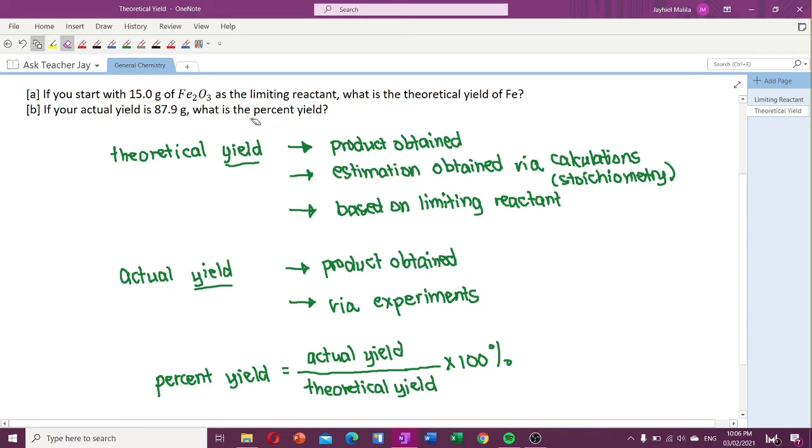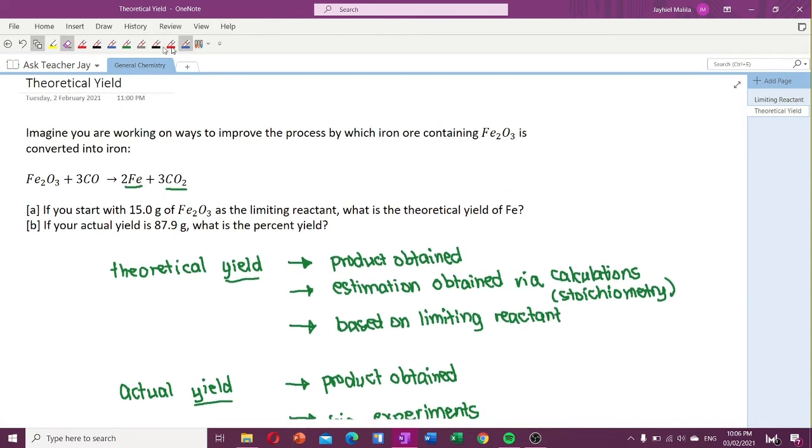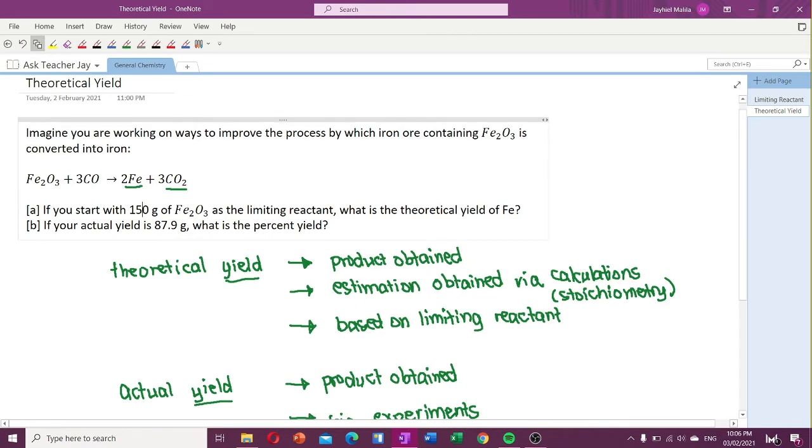So we have this problem over here. I need to correct something because I think there's a mistake there. It's not 15, but it's 150. So we have here a theoretical yield problem. The problem states that imagine you are working on ways to improve the process by which iron ore containing Fe2O3 is converted into iron. So the chemical equation is Fe2O3 plus 3CO to form 2Fe plus 3CO2.